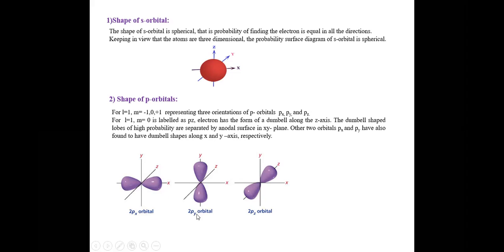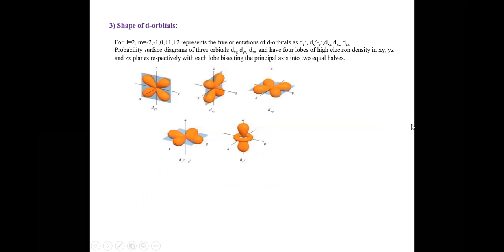and in the py orbital the dumbbell shape will be along the y axis, and in the pz orbital the dumbbell shape will be along the z axis, and the lobes are separated by the xy plane. So the next one is the shape of d orbitals.